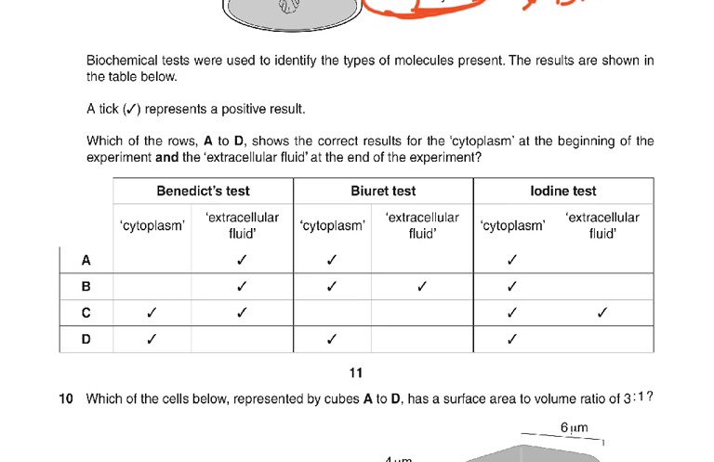Now you have to understand why Benedict's test would be positive. The amylase will convert starch into maltose and the maltose will diffuse out. So the extracellular fluid will be positive. The biuret test will be positive inside the cytoplasm. Why? Because there is the amylase inside the cytoplasm, and the amylase is a protein, so that would be positive. And the iodine test would be positive because starch would be inside. But starch cannot come outside, so this will be negative. Similarly, the amylase cannot come out, so this will be negative. Similarly, the maltose, as it is formed, will be diffusing out into the extracellular fluid. So the answer is A.